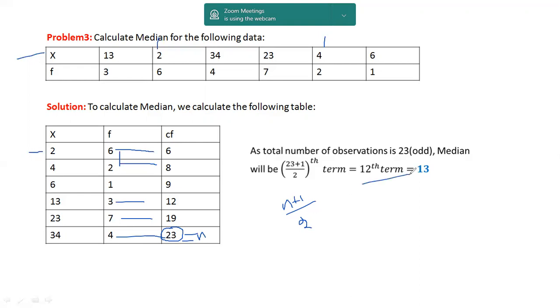So the 12th term. What is the 12th term? As per the cumulative frequency distribution, we have to check where the 12th term exists. Up to 6 terms, up to 8 terms, up to 9 terms, up to the 12th term. So the 12th term ends up with 13, and the median value is 13.